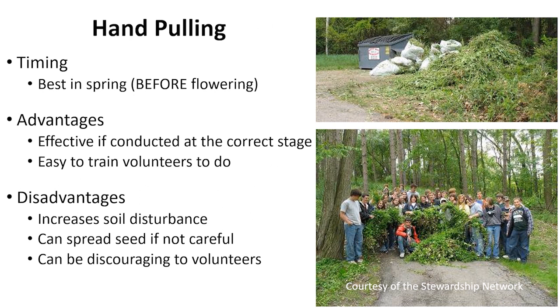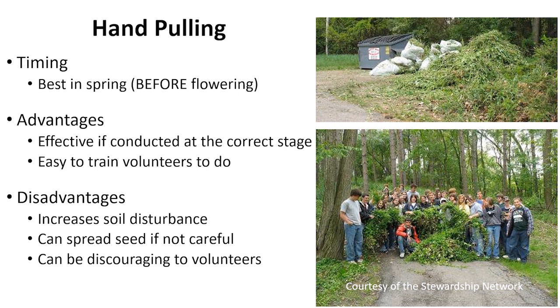A lot of people have historically relied on hand pulling garlic mustard plants, and it's very effective. The best timing is clearly in the spring when plants are bolting or flowering. And as you can see, it can be really effective if done at the correct stage. We have lots of volunteer groups that are trained to do this and can literally pull out hundreds of pounds of garlic mustard from a forest, as you can see in some of these pictures. And so really the advantages are it's easy to do, it's easy to train people and get them out there to do it, and I think they feel good about doing this.